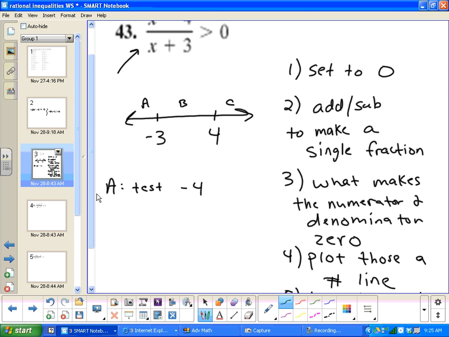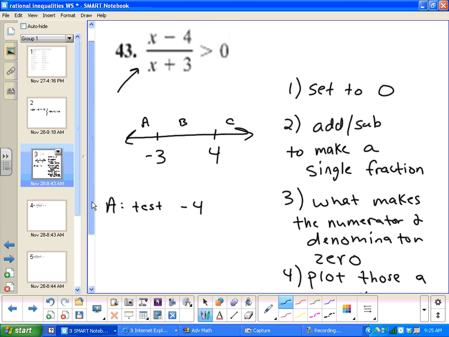-4. Now, what I'm going to do is plug in -4 into my inequality and see if it's true or if it's false. And when I plug it in, I don't really necessarily have to get numbers. All I have to do is get signs. Okay, let me show you what I'm talking about. So let's plug in -4. So if you plugged in -4 right there, -4 minus 4 would be what? -8. Okay, now don't worry about saying -8. Just write negative. Okay? When I plug it in, it makes the numerator negative.